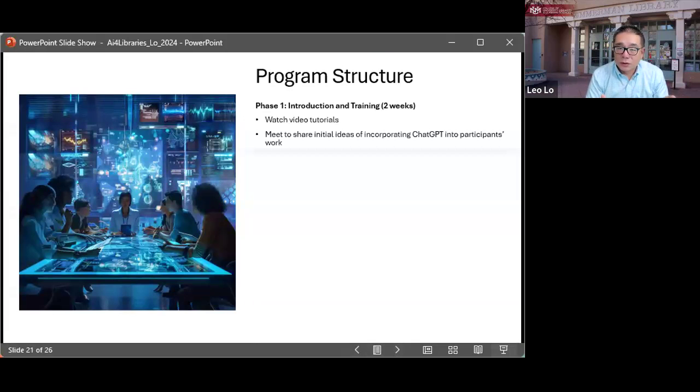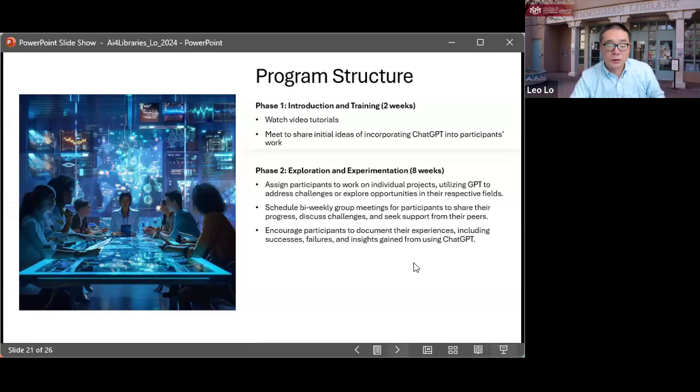We watched a lot of tutorials. We paid for, I think there's one called ChatGPT Bootcamp, especially for librarians, for the group to watch. And then we met to share initial ideas on how to incorporate this new tool into the participants' work, in their direct work. So they have to basically design a project that they will use for their work, so they're not taking additional time out to do other things. We want them to use it directly in the work that they're going to do anyways.